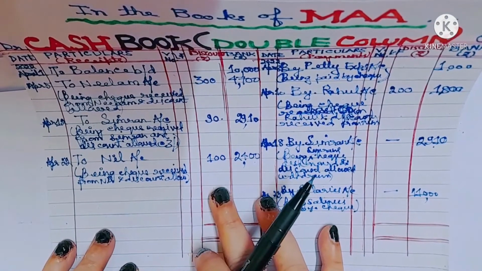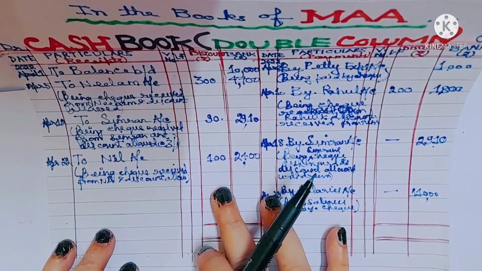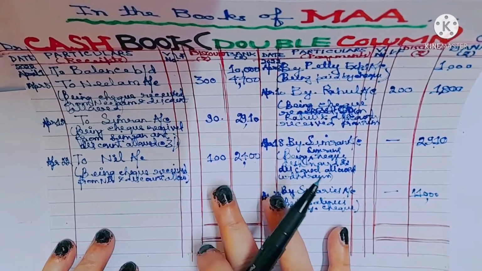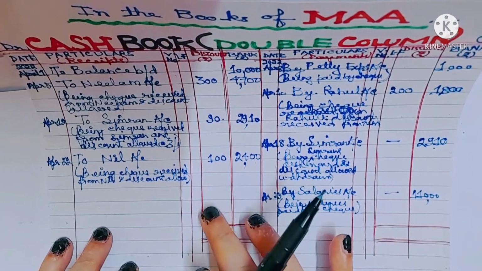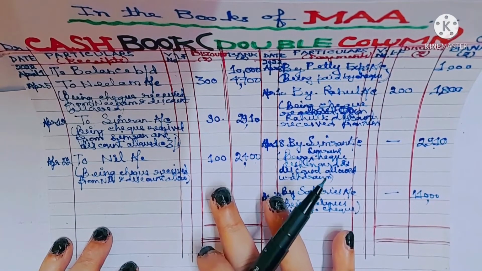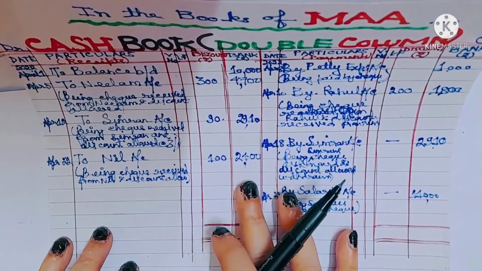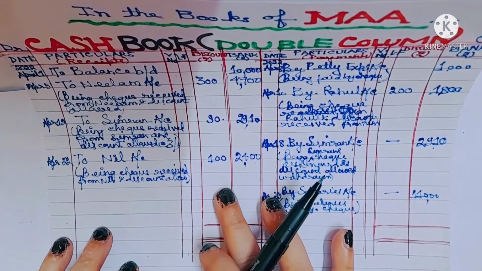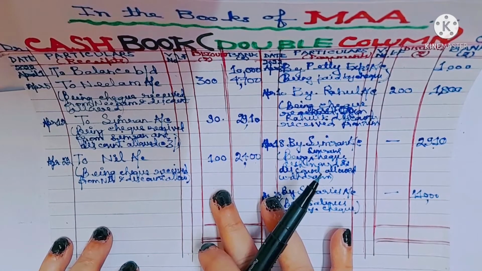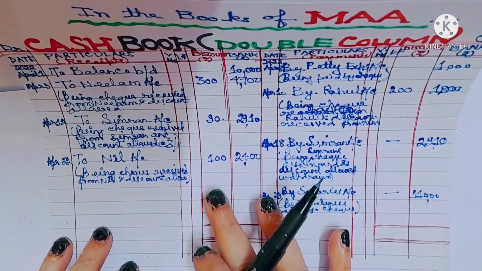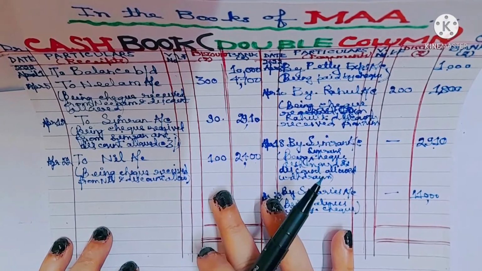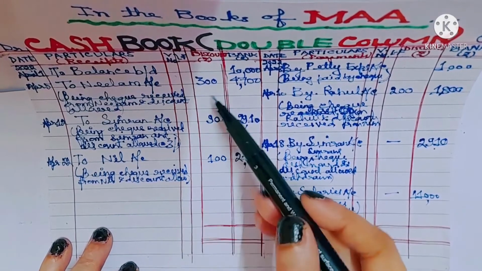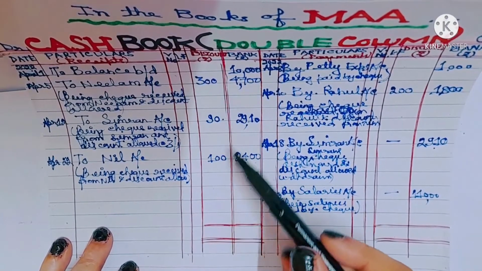Discount column on the debit side represents discount allowed account. And discount allowed account comes under nominal account. According to nominal account, all losses and expenses are debit. Here, when discount is allowed by Ma to the customers or buyers, it is a loss for the business. So discount allowed account will be debited. See, 300 is a loss, 90 rupees is a loss, 100 rupees is a loss.